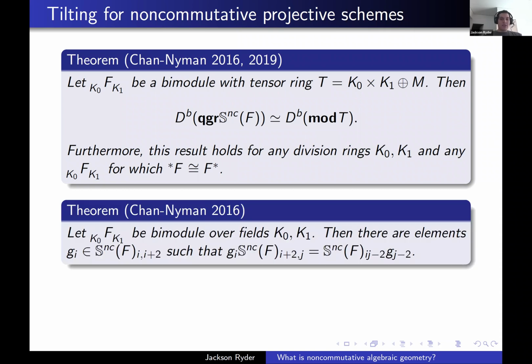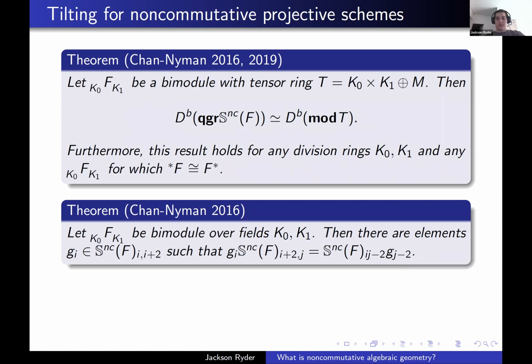So if we take a bimodule, now we're going to insist again that K0 and K1 are fields and dimension 2 on both sides. We get a family of elements in this non-commutative symmetric algebra, a family of elements which are in degree 2, such that when we left multiply by g_i, it's the same as right multiplying by the correct corresponding element. So this is a generalization of the idea of having a normal element in your graded ring. And we like normal elements because they play very nicely with localization.